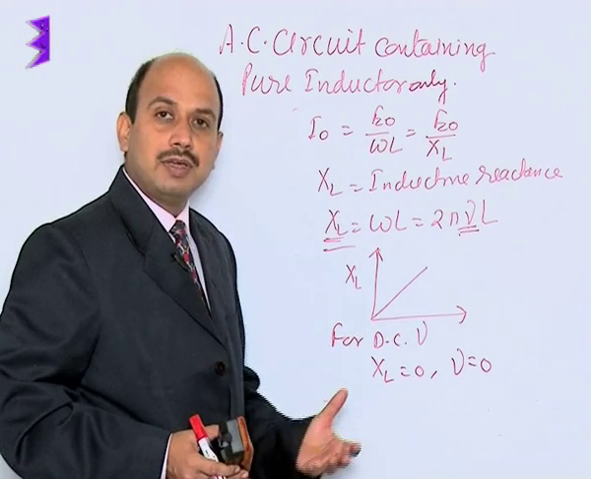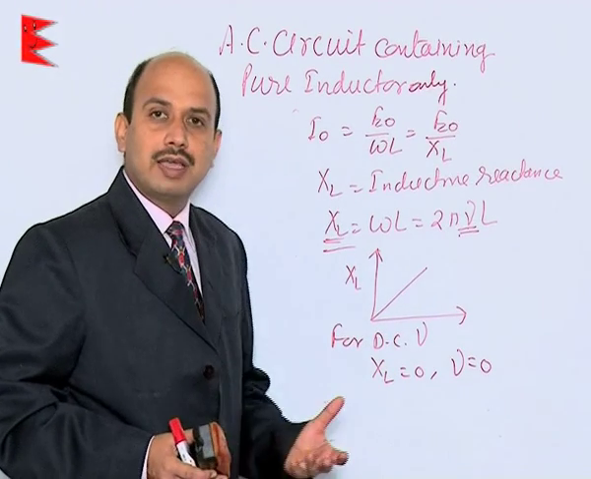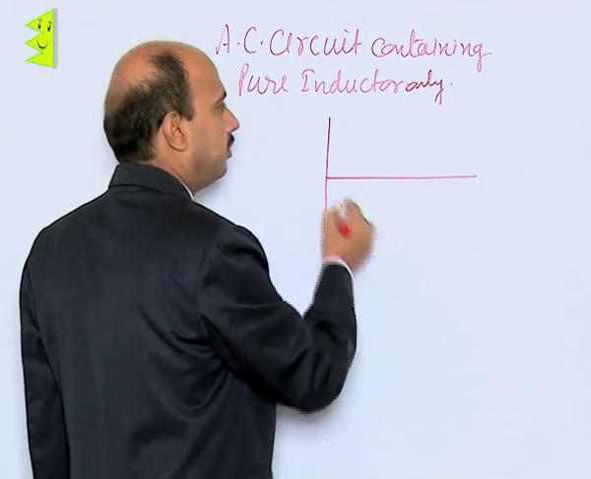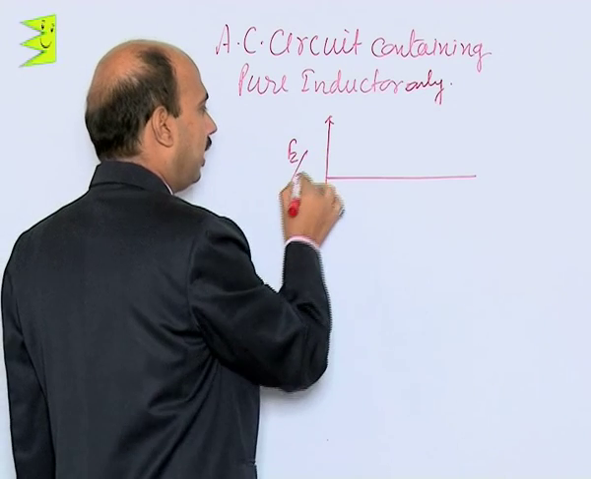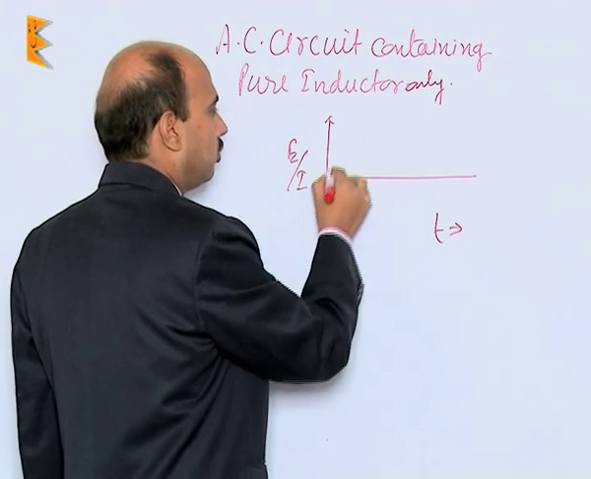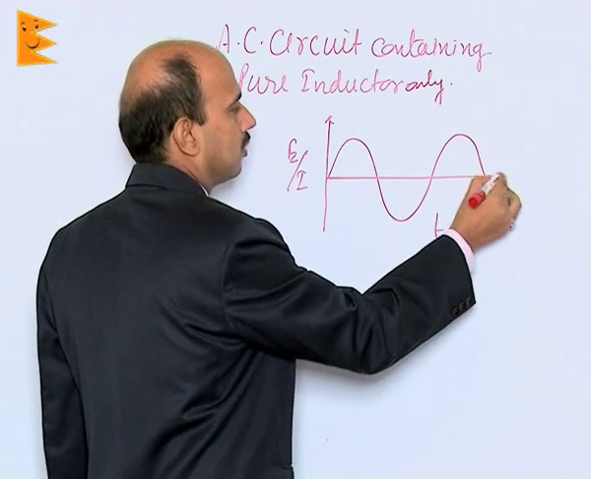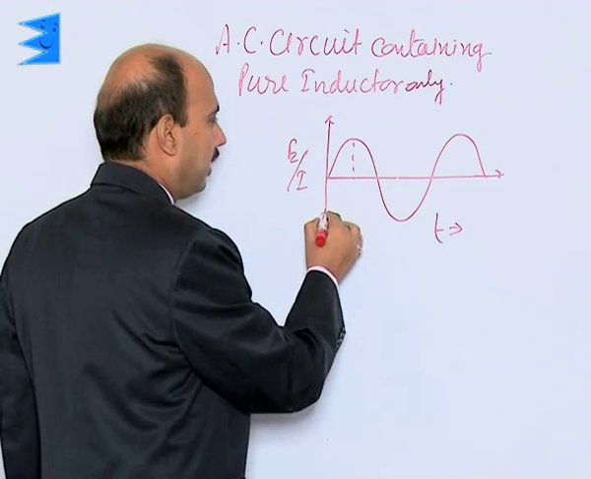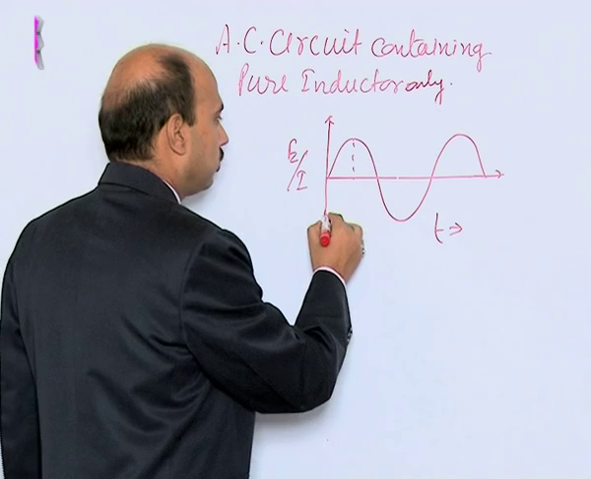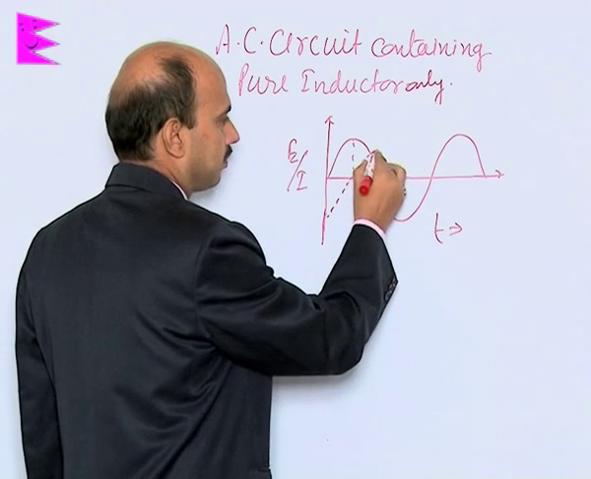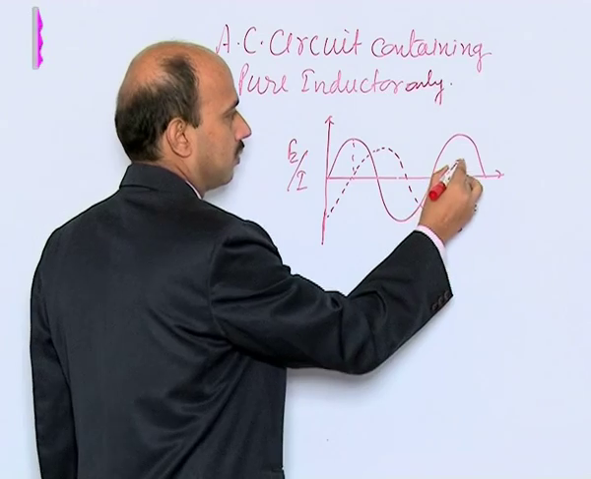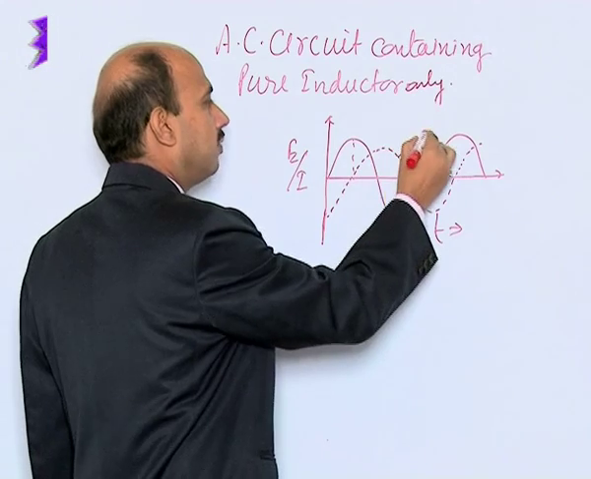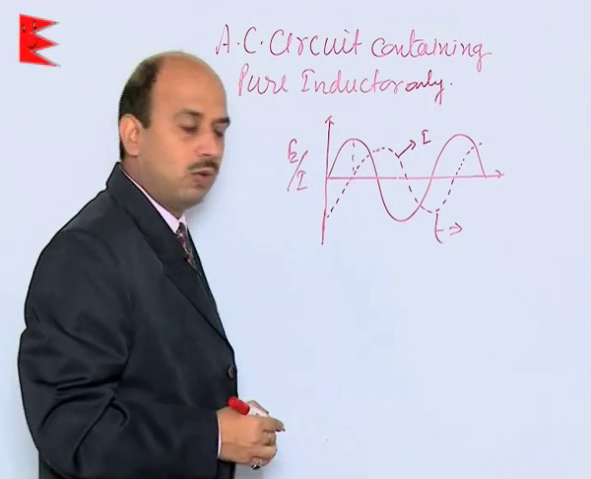Let us discuss the graphical relation between the EMF and I, and the phasor diagram for the inductive circuit. Now you know the mathematical relation between them. Suppose you take EMF and I on this axis, and this is time. The EMF graph is like this, and this is the peak value of EMF. Then the current graph, since the current is lagging behind in an inductor, is like this. This shows the instantaneous value of the current. The current is lagging behind the voltage by pi by 2.